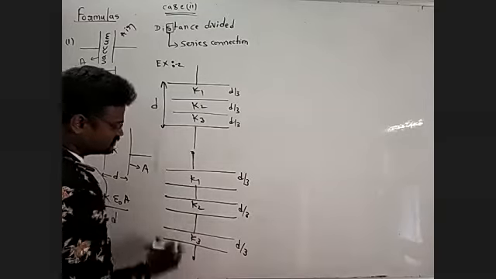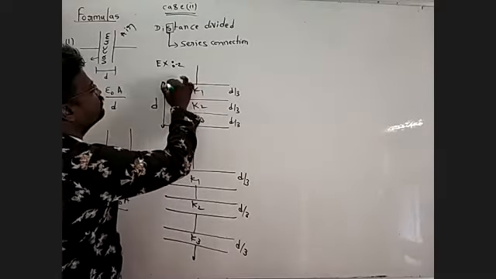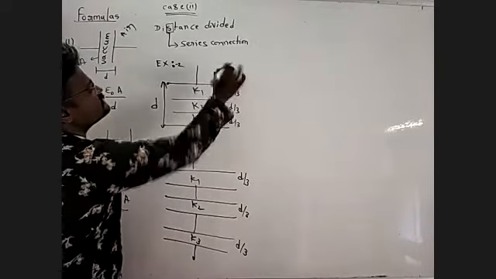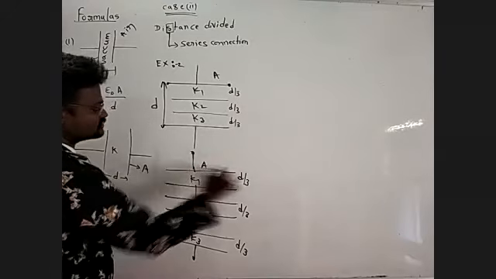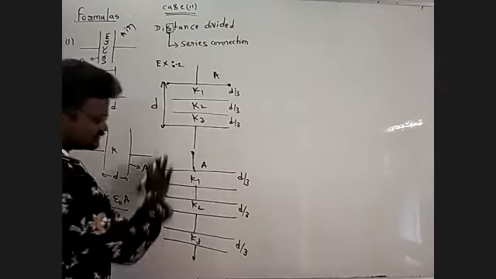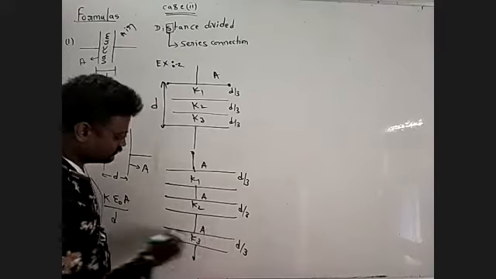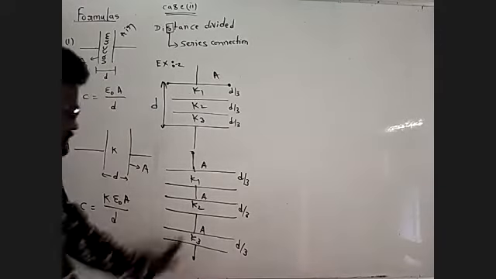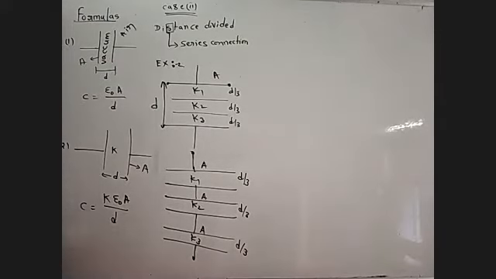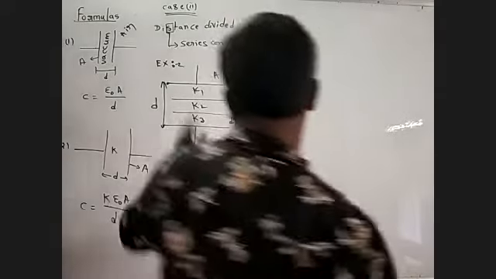So what is the cross-sectional area of the plate for this one? From here to here, the cross-sectional area is A. So all cross-sectional areas are the same. This capacitor's cross-sectional area is A. There is no change. Okay, now you will see there are 3 capacitors.